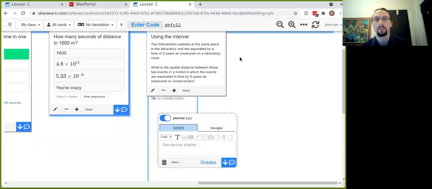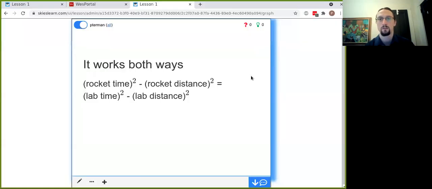And now here, this isn't a multiple choice question. Instead, you can just type in whatever your answer is. I'll give you a minute to do that. So here, going back to our invariant interval equation, what are we given? Well, we're given the rocket time, right, 5 years. We're given the lab time, 3 years, and we're given the lab distance, which is 0. And then what is the rocket distance? Well, the distance according to the rocket. Just plug those in and solve.